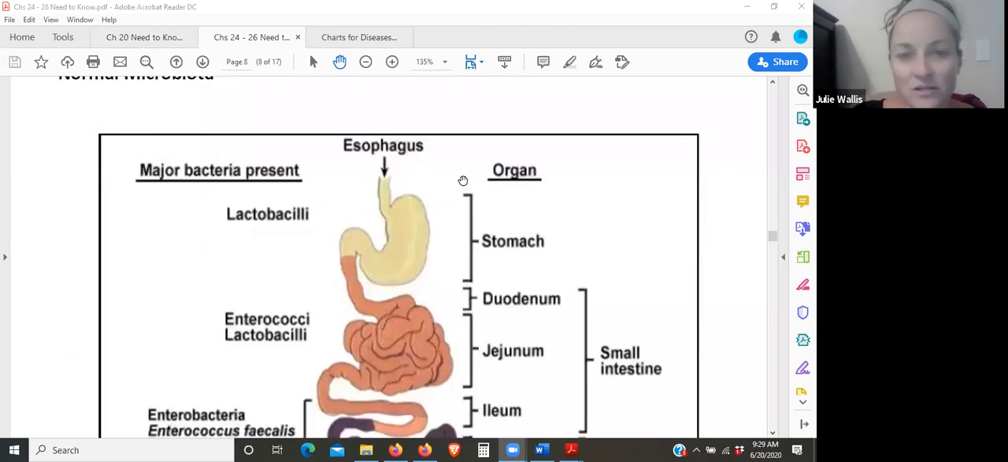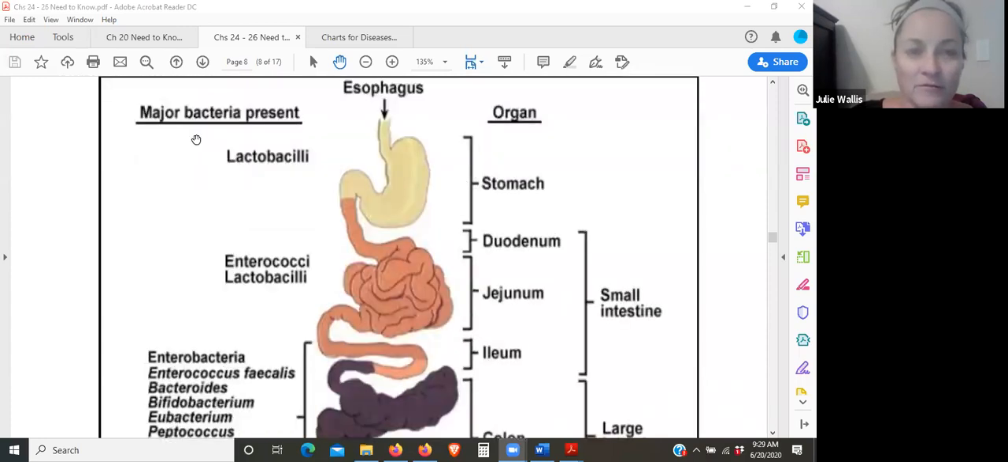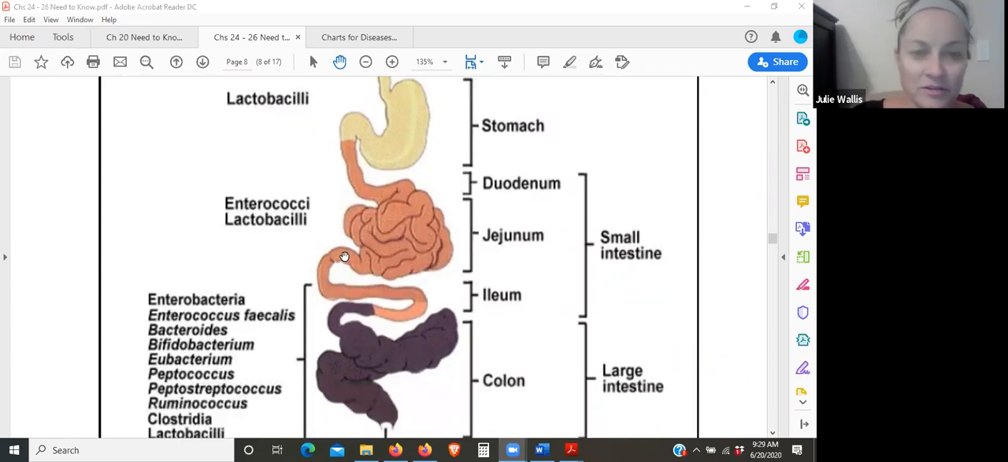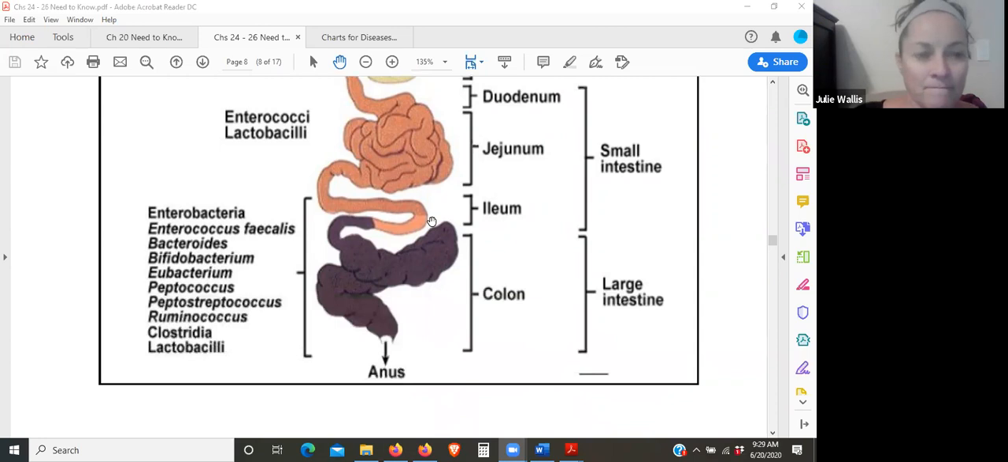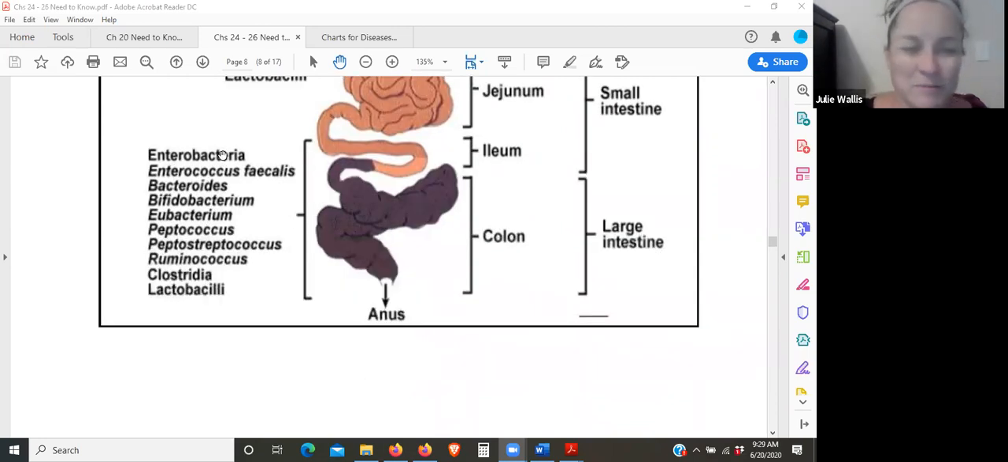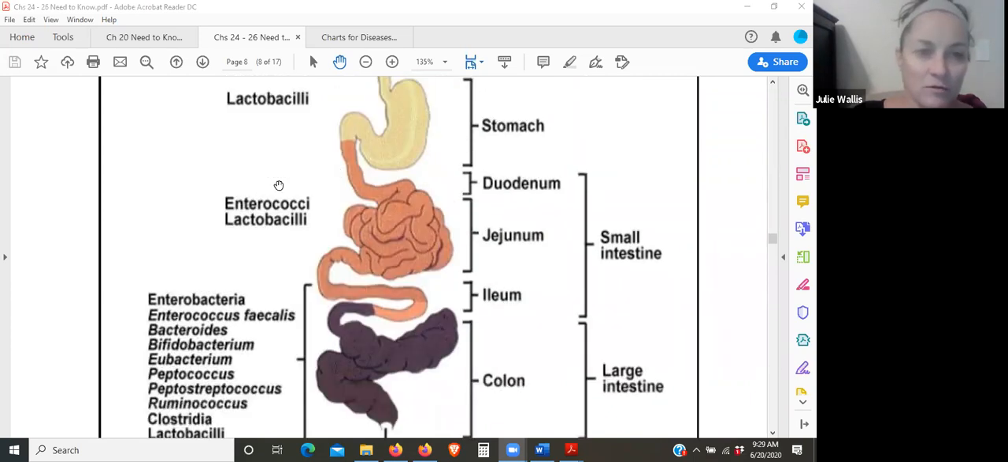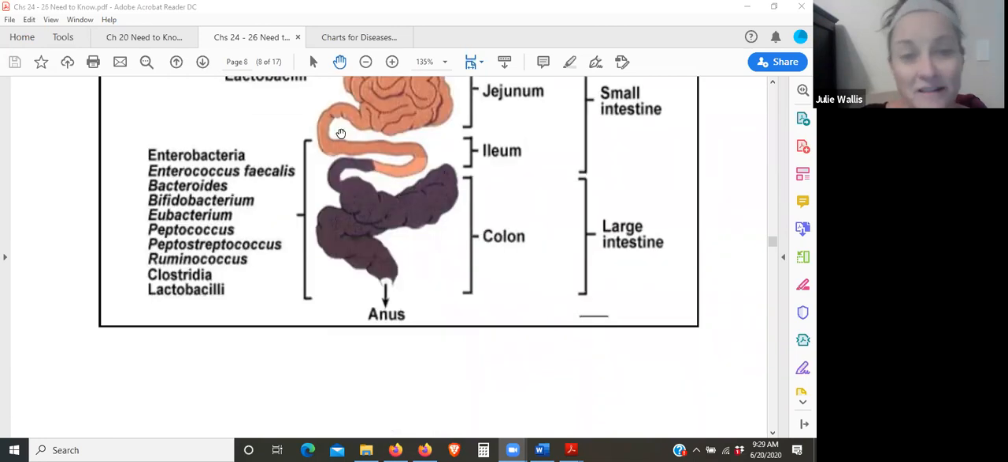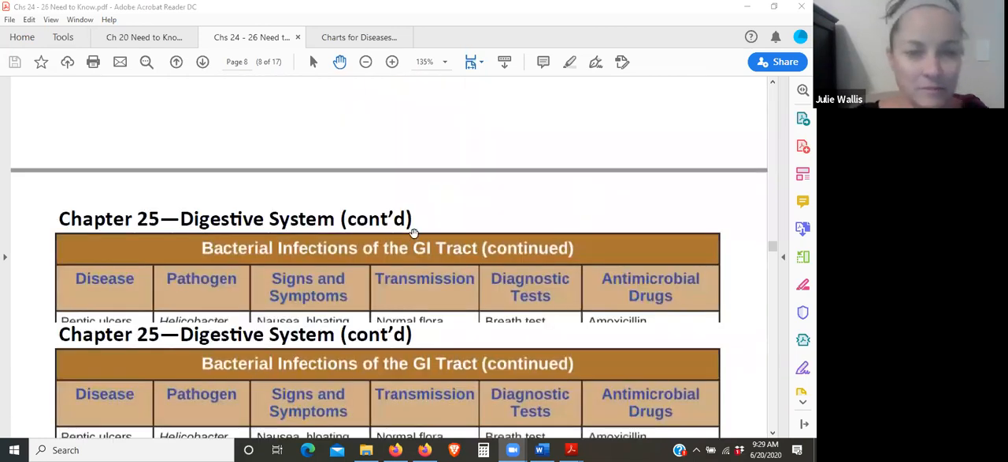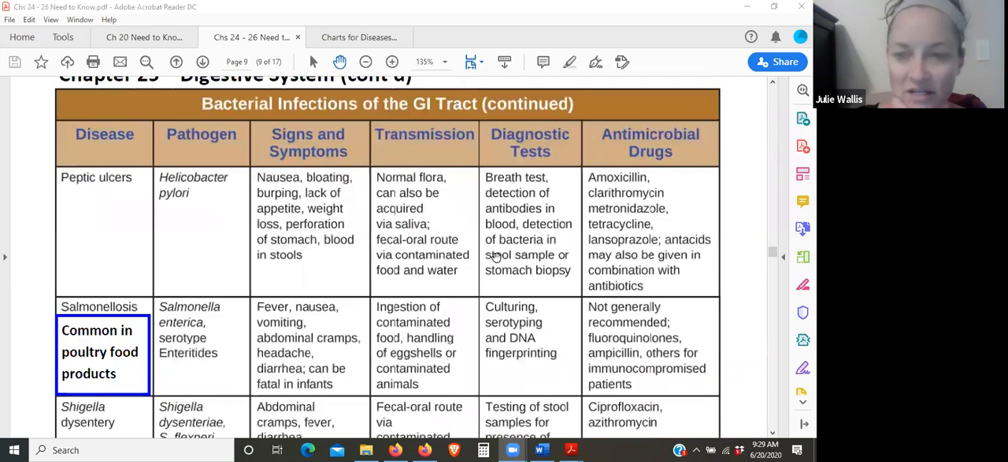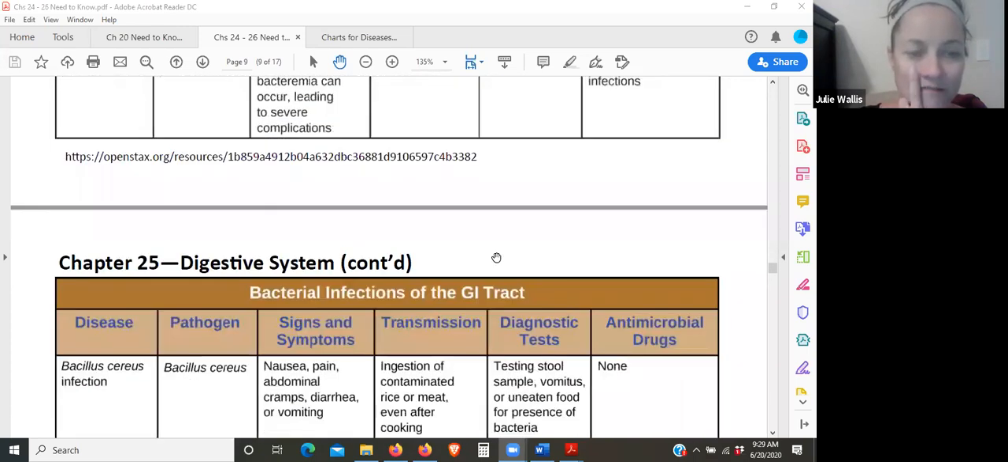So this chart has the normal microbiota of the digestive system also: lactobacilli, enterococci, lactobacilli in your intestines. I don't specifically ask about the colon, so there's no need to memorize all of these, just those general ones. You'll find that lactobacilli is also the most common one in the vagina, for the reproductive system and urinary tract.